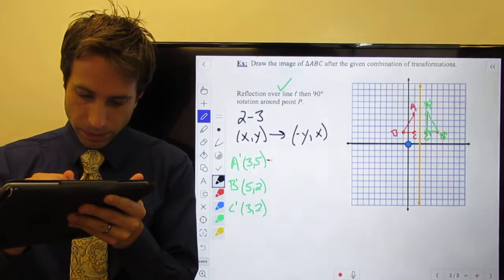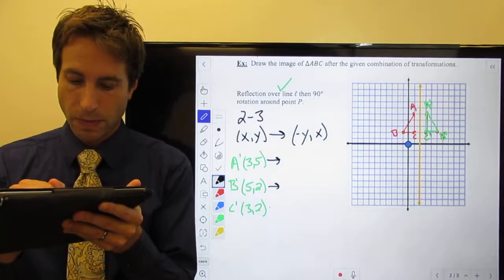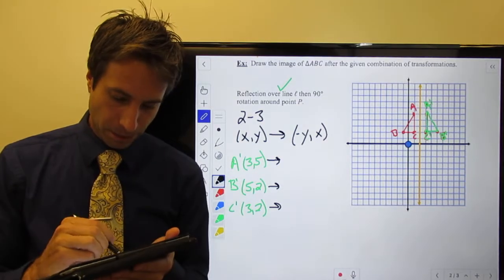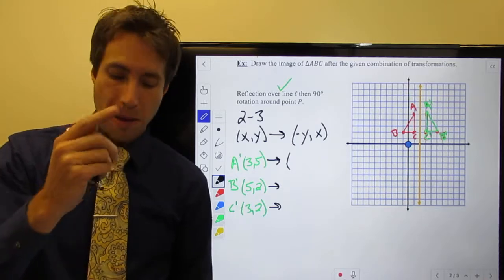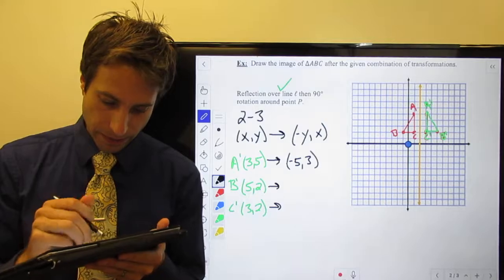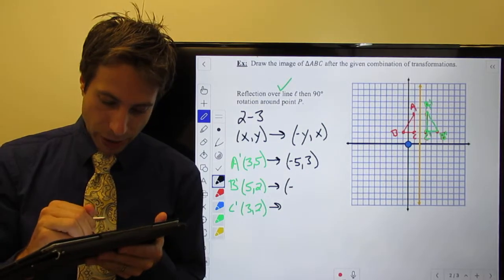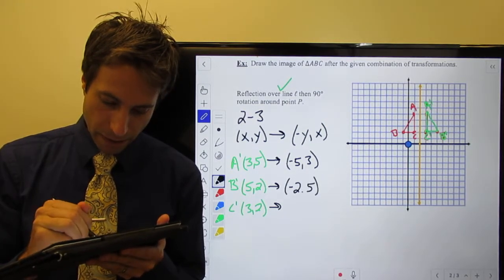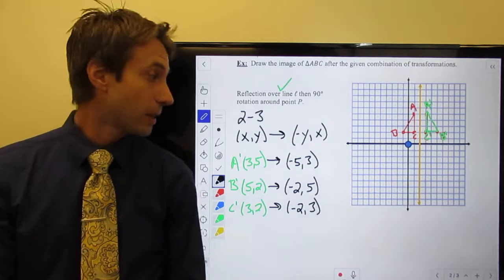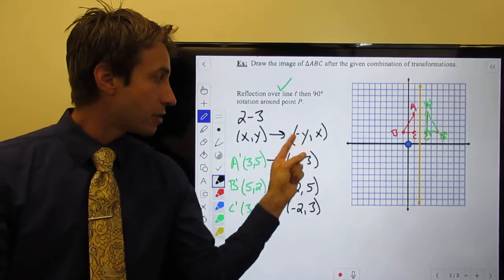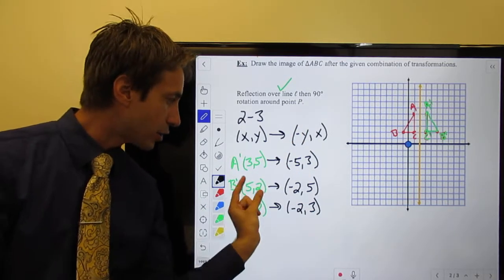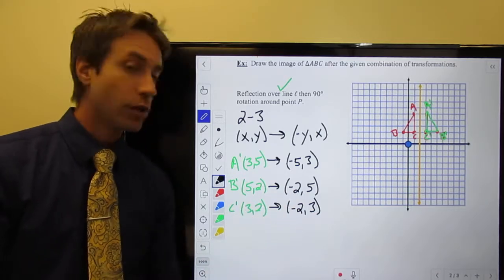Now, perform that transformation. Here we go. Switch the x and the y values. Make the y negative. So it'll be a minus 5, 3. It'll be a minus 2, 5. It'll be a minus 2, 3. Right? That's all you have to do. Switch the x and the y values, make the y negative, right? So they switch, and then the y becomes negative.